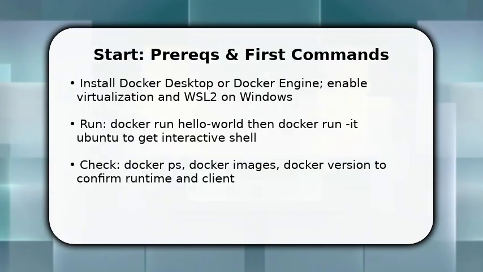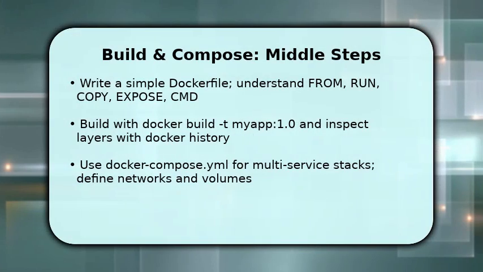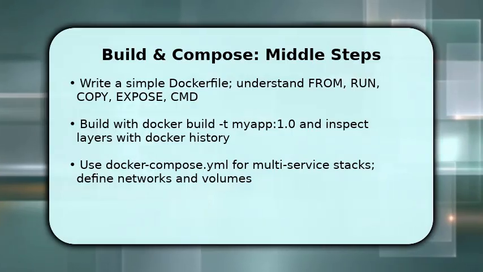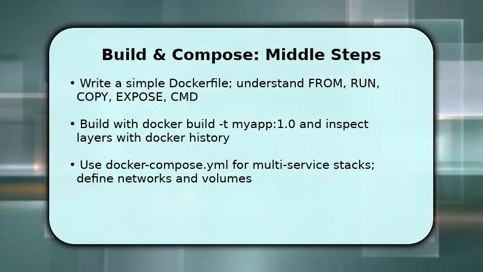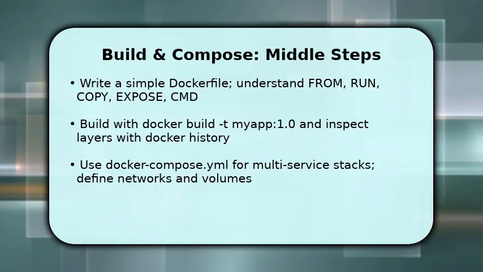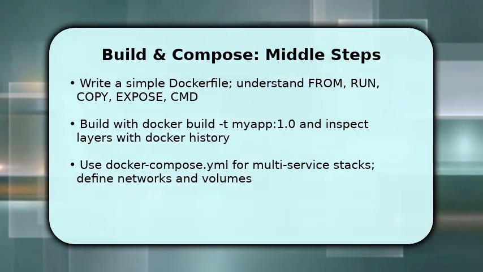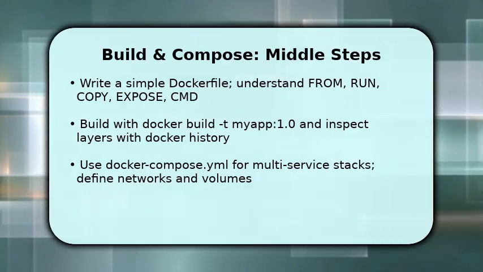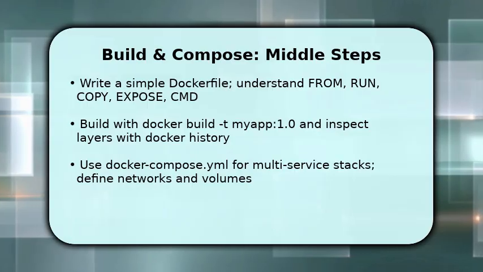Next, you learn how images are created and combined so you can reproduce environments. Write a Dockerfile with FROM, RUN, COPY, EXPOSE, and CMD because layers and cache drive build speed. Build an image with docker build -t myapp:1.0 and inspect docker history to see layer effects.